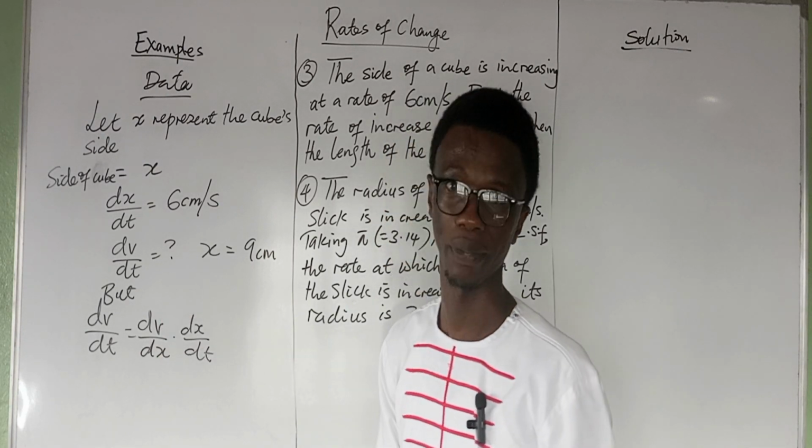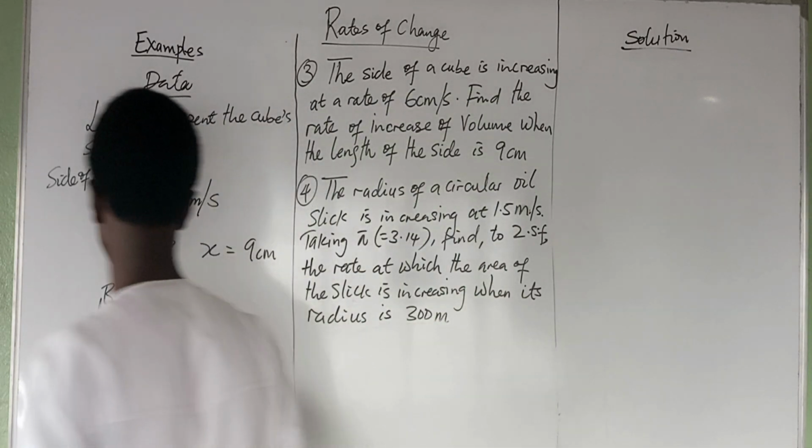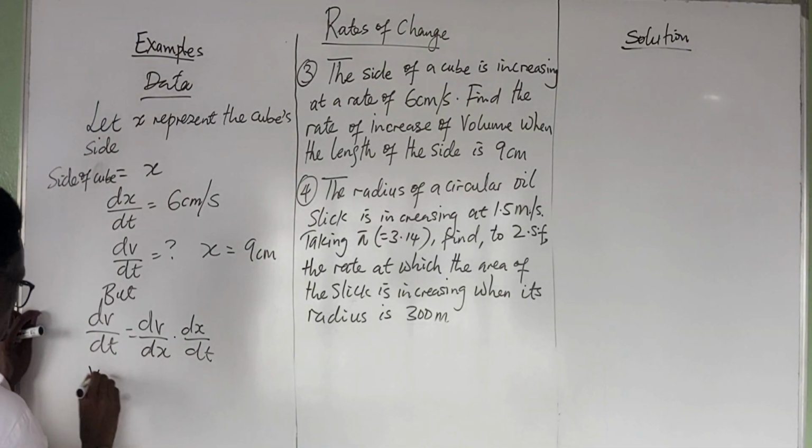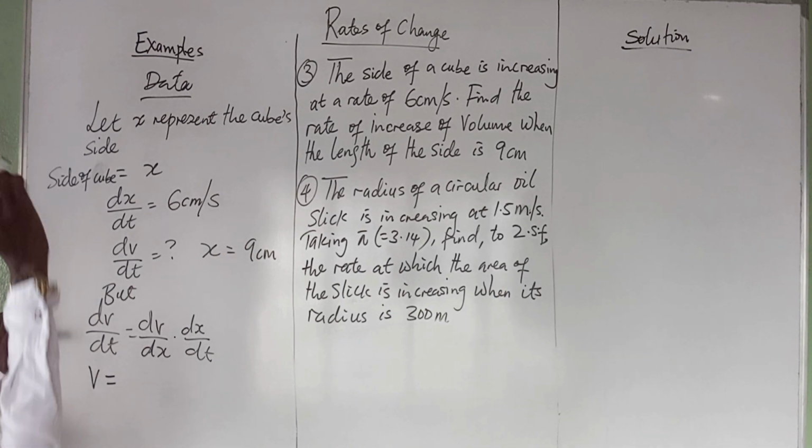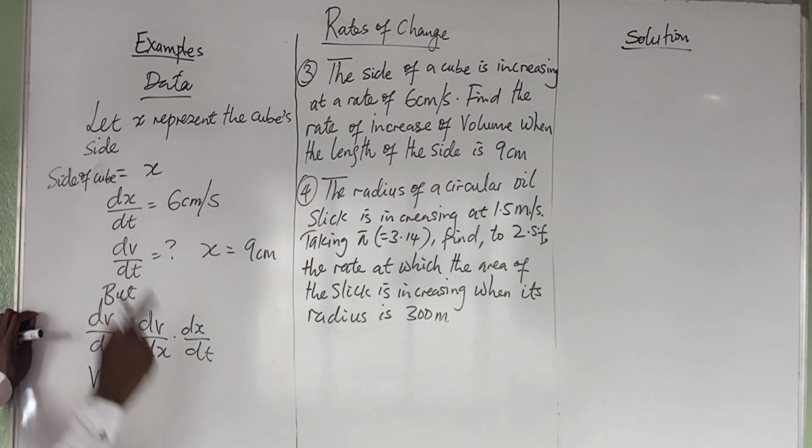So here we have to apply a formula, a relationship. We know the volume of a cube. We are talking of side x. The volume of a cube is L cubed: the length times the length times the length.